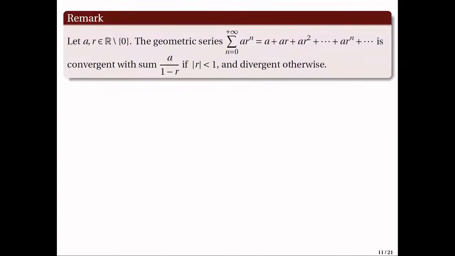The following remark summarizes our previous results. So suppose we have non-zero real numbers a and r. The geometric series summation of a times r raised to n is convergent with sum a over 1 minus r if the absolute value of r is less than 1 and divergent otherwise.